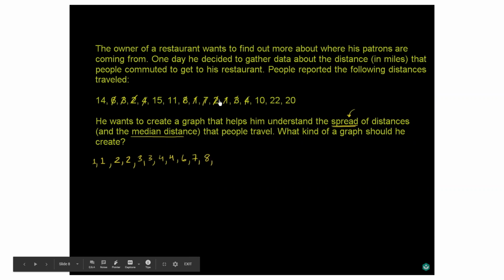No 9's. Any 10's? Yep, there's a 10. Any 11's? We have an 11 right over there. Any 12's? Nope. 13, 14. Then we have a 15. Then we have a 20. And then a 22. So we've ordered all our data. Now it should be relatively straightforward to find the middle of our data, the median.